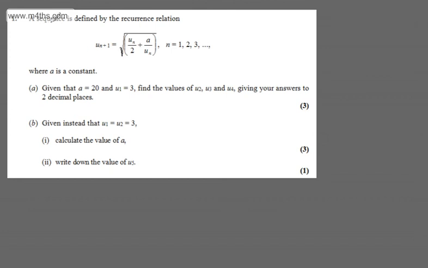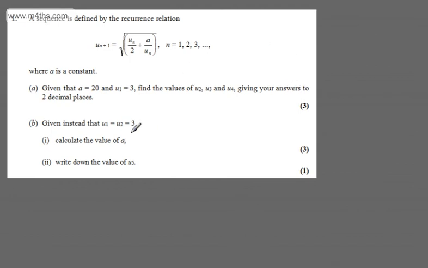In question 1, we're told a sequence is defined by the recurrence relation u sub n plus 1 is equal to the square root of u sub n over 2 plus a over u sub n, for n equal to 1, 2, 3, and so on and so forth, where a is a constant. In part A, it says given that a is equal to 20 and u sub 1 is equal to 3, find the values of u sub 2, u sub 3, and u sub 4, giving your answers to 2 decimal places. The question carries 3 marks.